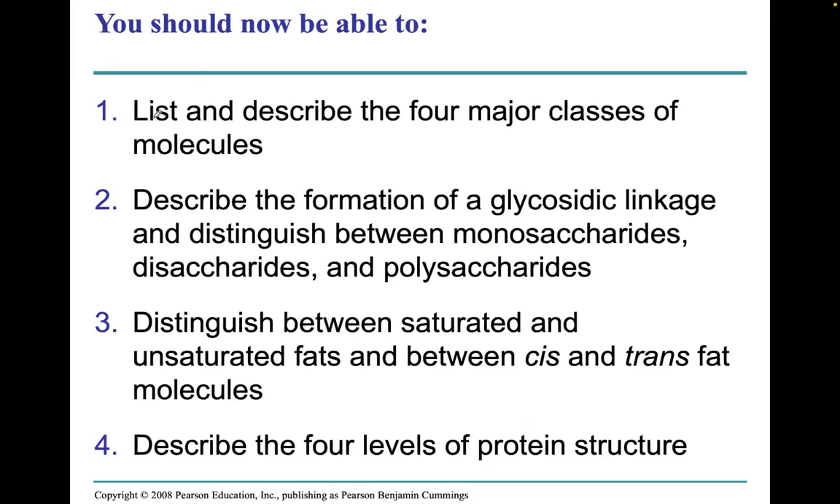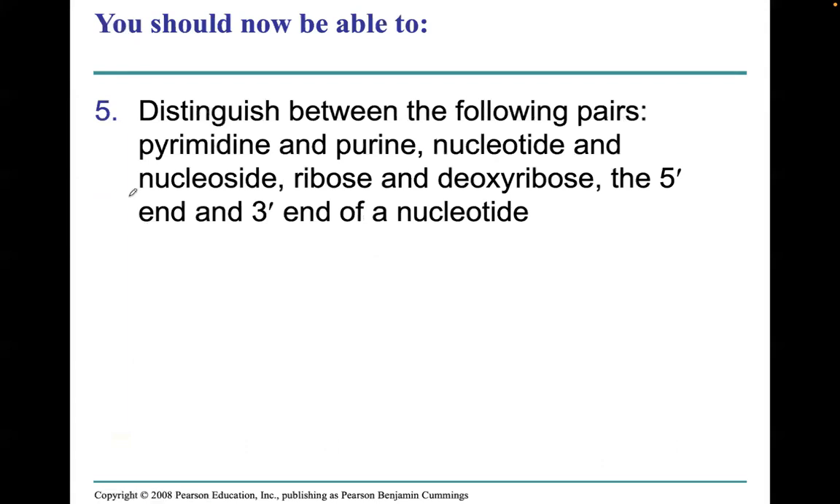If someone asks you, you should be able to describe the 4 major classes of molecules, which are carbohydrates, proteins, fatty acids, and nucleic acids, nucleotides. Describe the formation of glycosidic linkage and distinguish between monosaccharides, disaccharides, and polysaccharides. It's simple. Distinguish between saturated and unsaturated fat, between the cis and the trans. Describe the 4 levels of protein structure. I believe all of this you should be able to answer without problems. Distinguish between the following pairs: pyrimidine and purine, nucleotide and nucleoside, ribose and deoxyribose, the 5 and 3 prime ends of the nucleotide.